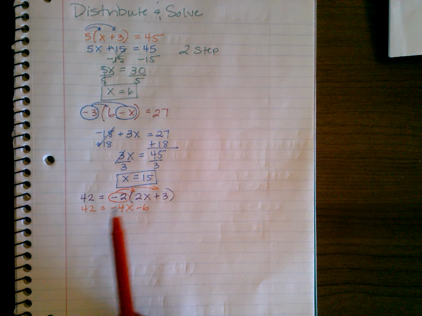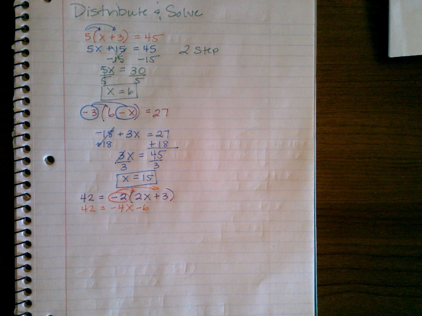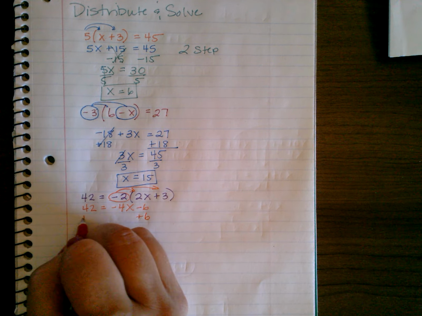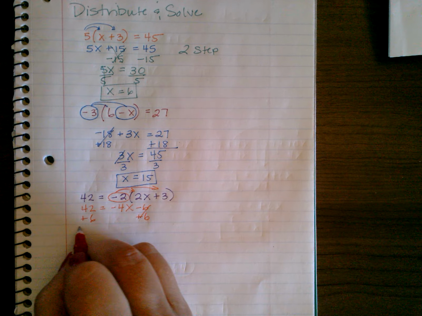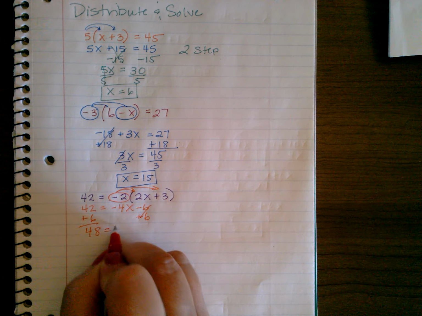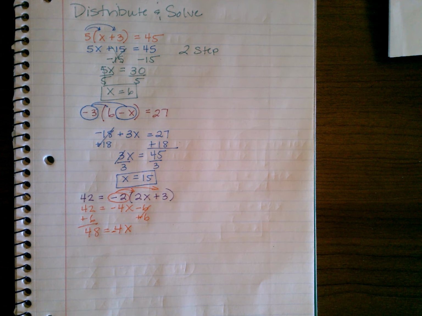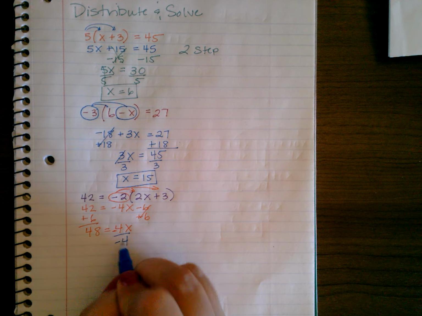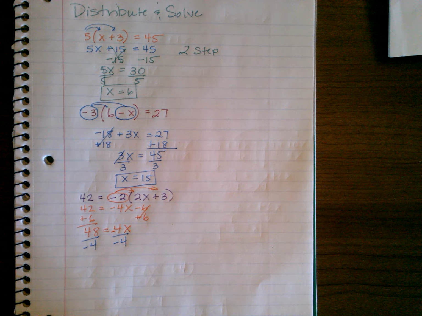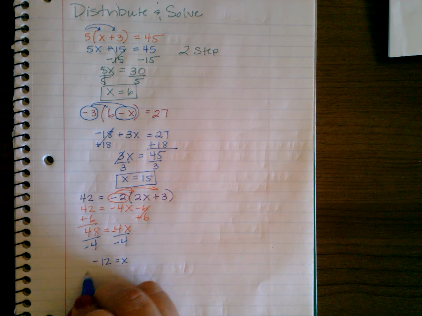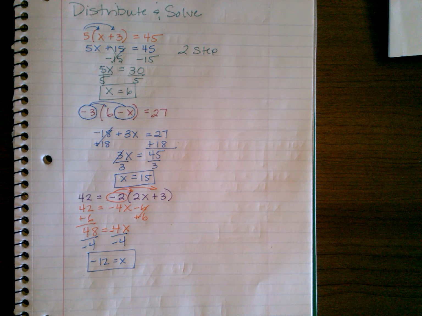Be very careful. That is a negative 2, so you have to watch your signs. Isolating the variable, I would add 6 to both sides. Now I have a multiplication problem, so I'm going to divide by negative 4, divide by negative 4. Negative 12 equals x.